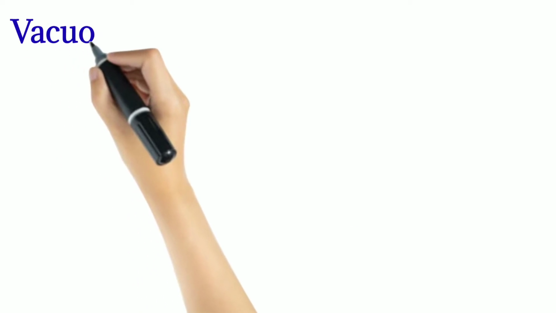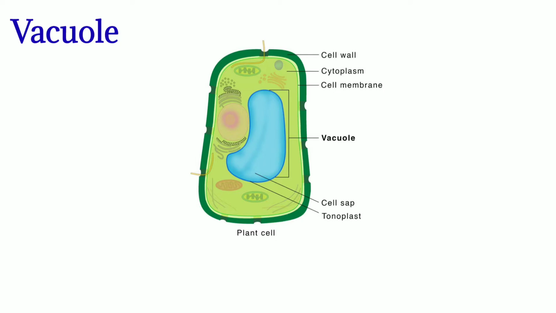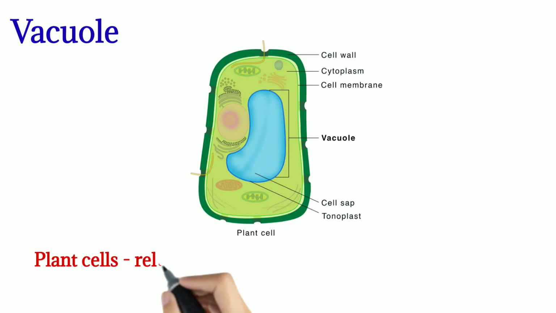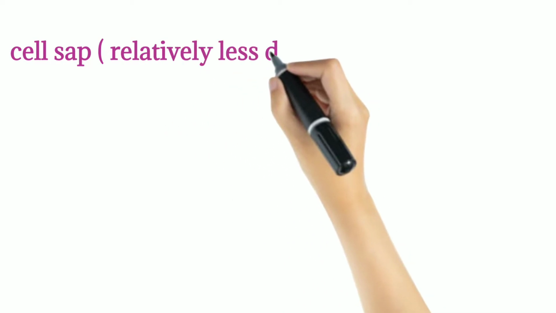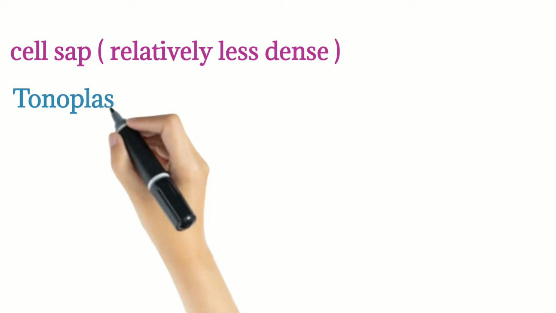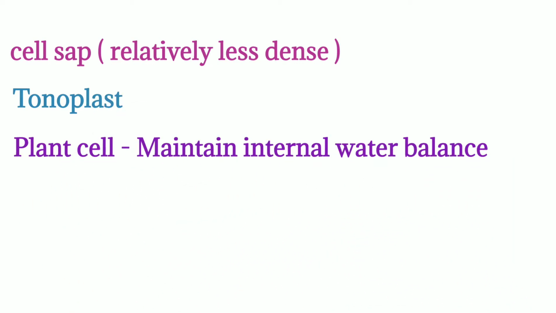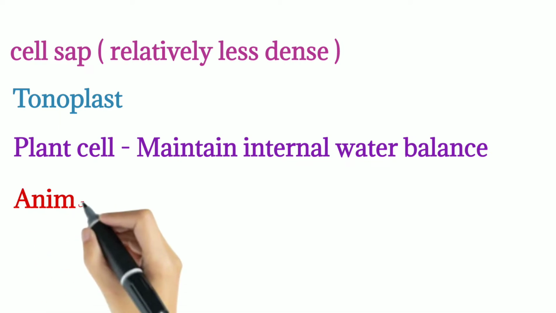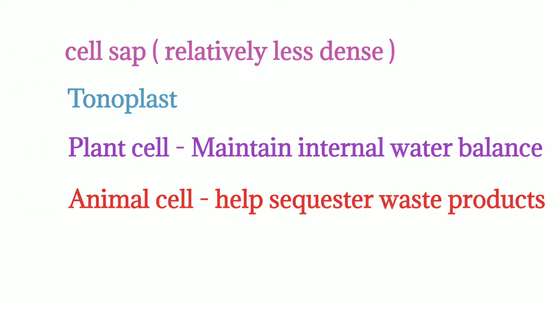Firstly, vacuole. In this picture, you can see a plant cell. The blue portion is the vacuole. In plant cells, the vacuole is relatively big, and in animal cells it is relatively small. The content of the vacuole is called cell sap, which is relatively less dense than the cytoplasm. The membrane of the vacuole is tonoplast. In plant cells, vacuoles help in maintaining internal water balance, and in animal cells they help to sequester waste products.